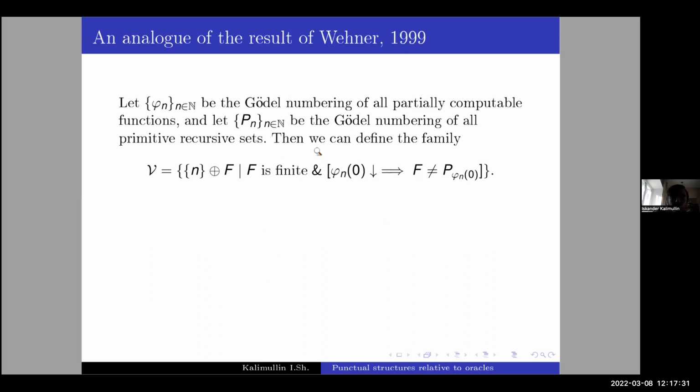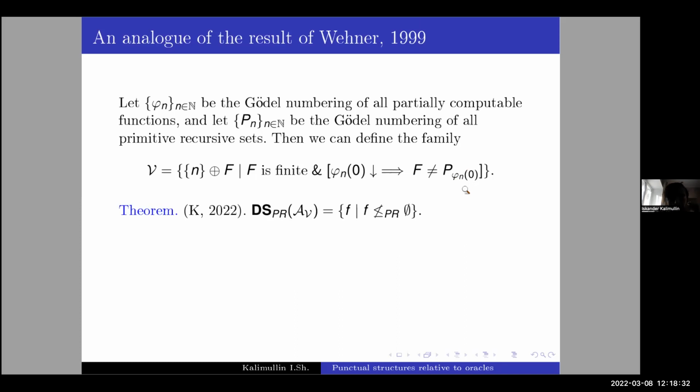In some sense, it is very similar to the Wehner family, which is computably enumerable exactly in all non-zero oracles. Here it's exactly the same, but there is some trick in this diagonalization. So we use Gödel numbering of all partial computable functions, and we use the Gödel numbering of all primitive recursive sets. And so the family consists of all the sets of the form n plus F, where F is a finite subset of natural numbers, with only one restriction: if phi n on 0 is defined, then F is not equal to the primitive recursive set with index phi n of 0. So it's a little bit different, tricky diagonalization.